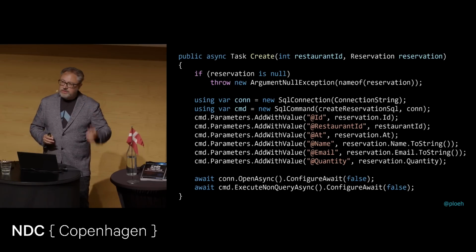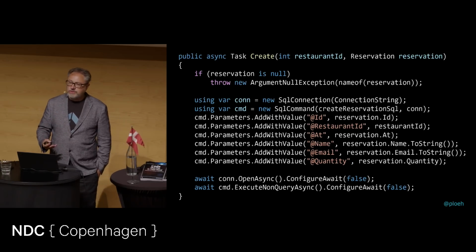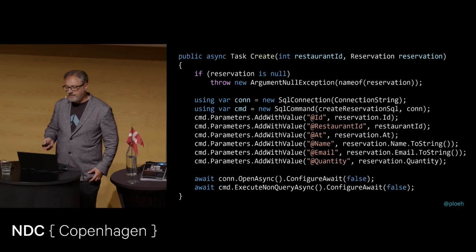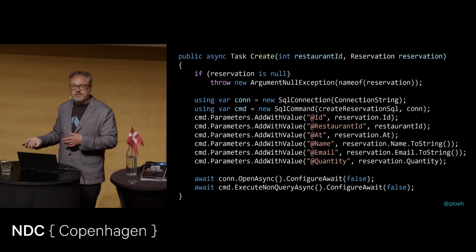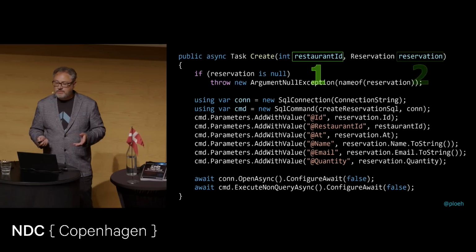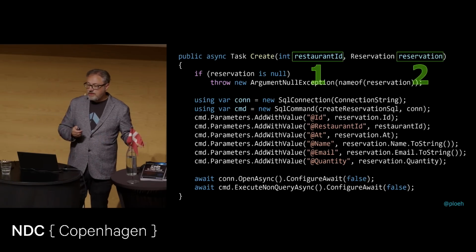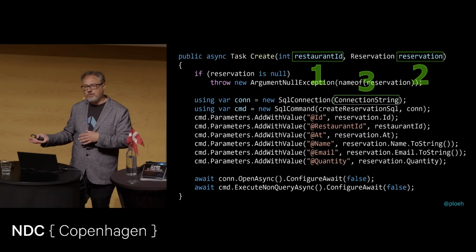Now, we can also try to figure out if there's state that we need to keep track of. So as a coarse, unsophisticated measurement, we can just try to count every object that's actually being involved here. We have a restaurant ID, that's one method argument. We have this thing called reservation, that's 2. We have something called the connection string. You can't really see where that comes from, but that's a read-only property.